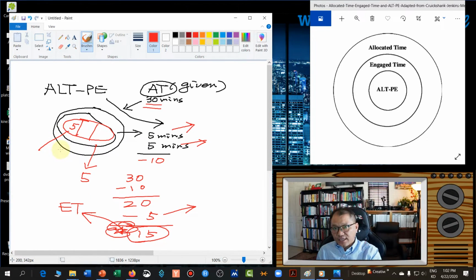They are engaged. However, they are not doing it correctly. They are not perfect. This is called low success rate, LSR. LSR stands for very low success rate. Even though they got engaged, they don't show a high success rate.